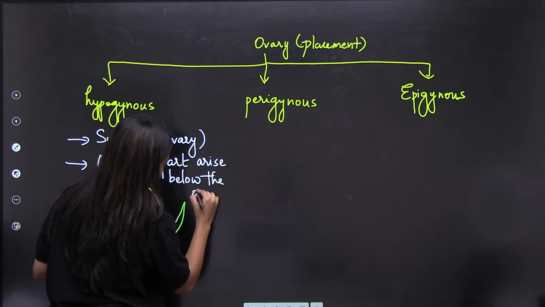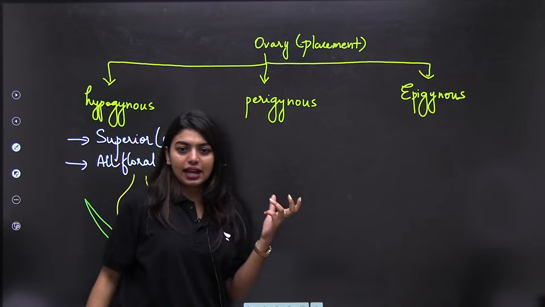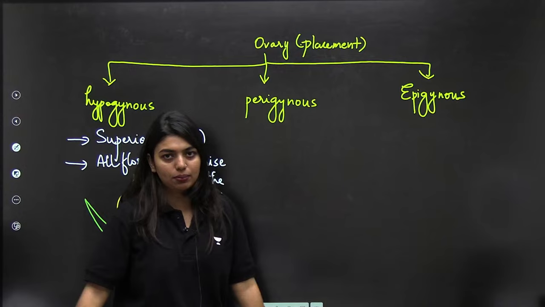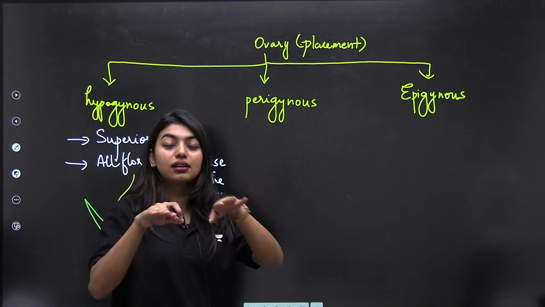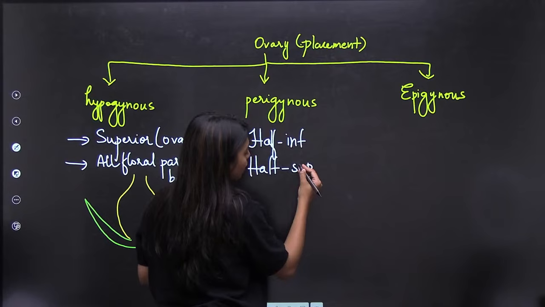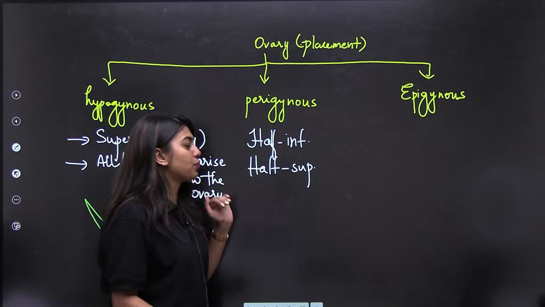Yes. Now, when we talk about perigynous, perigynous means the ovary is half inferior or half superior, that means it is not completely above, it's not completely below, it is kind of at the same level with other floral parts. So, what are we going to tell? Floral whorls are present at the same level. So, here I'm going to write it is half inferior or half superior ovary. I have written short forms, half inferior or half superior ovary, clear?